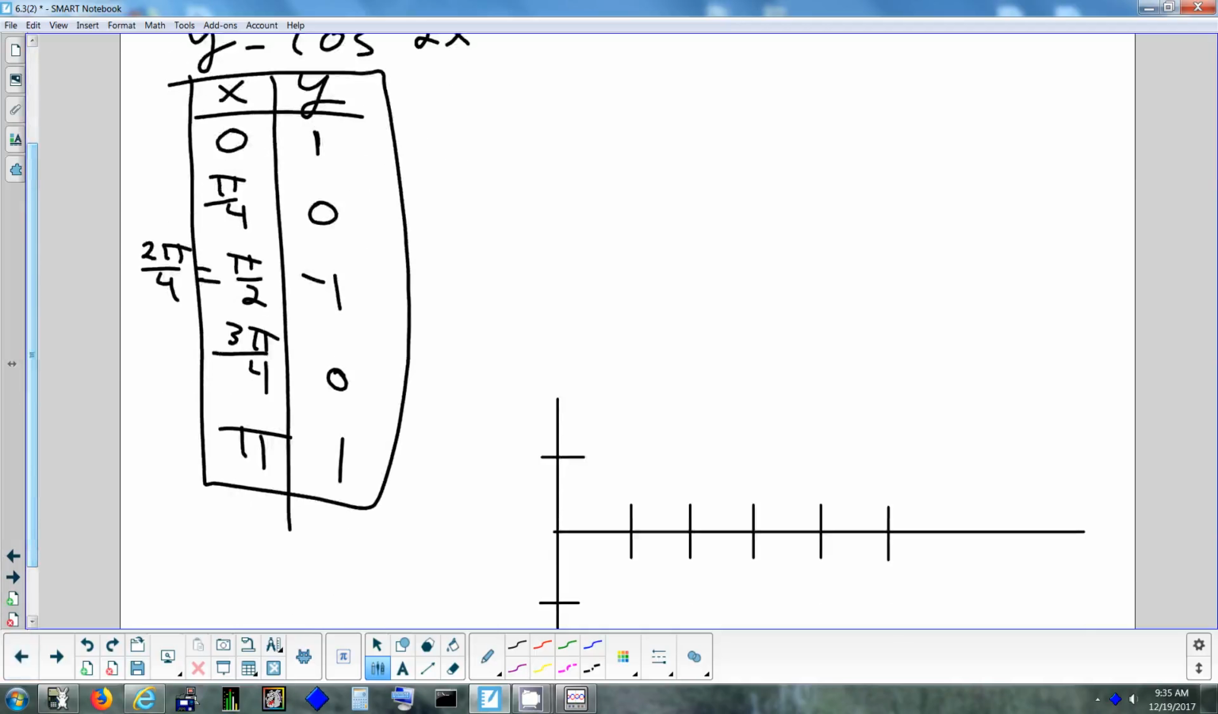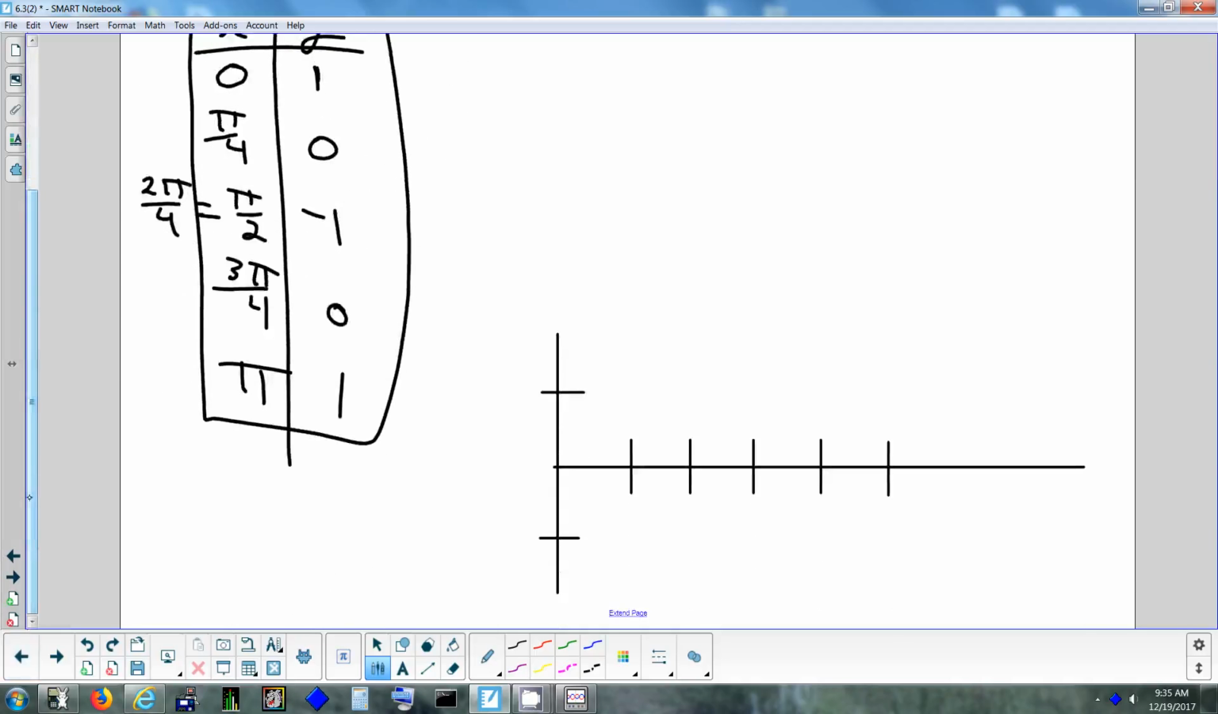Right, this time the graph compressed. Normally it would go to 2 pi, now it has to only go to pi to do a cycle. Okay, so label your axes. If you don't reduce it, you wouldn't lose points, but generally we always reduce a fraction as much as we can. Alright, so we've got 1, 0, negative 1, 0, back to 1. And there's our graph of cosine.